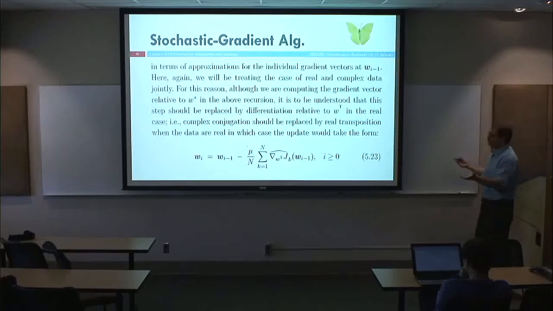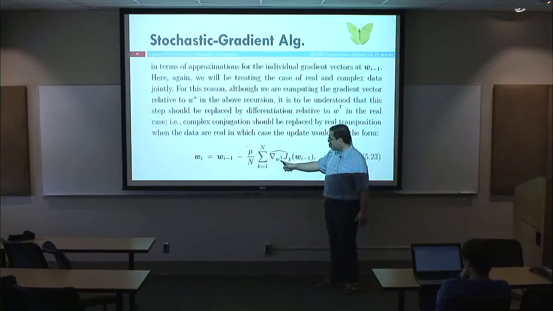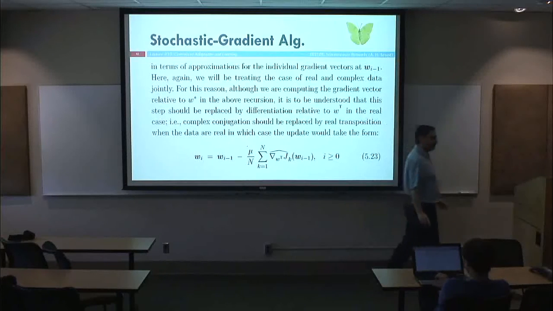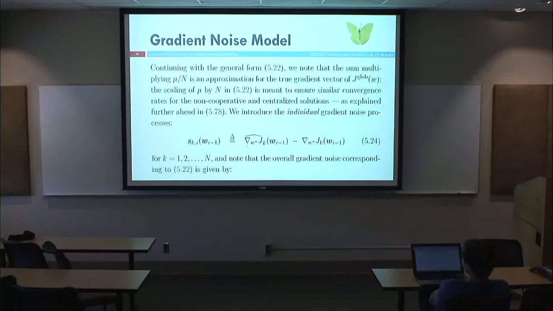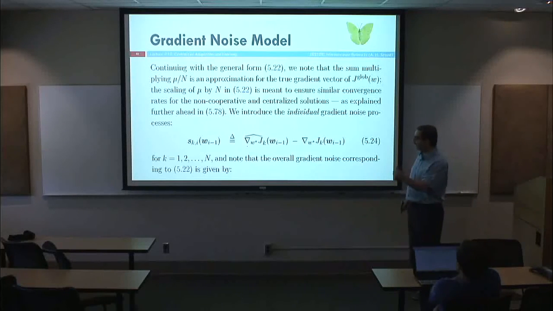In the real case, you do something similar. If you are dealing with real data, you just use the gradient relative to omega transpose. So there isn't much difference here. Now, let's do the analysis for this centralized algorithm, derive its performance measures, and then compare with the non-cooperative solution in this general case.